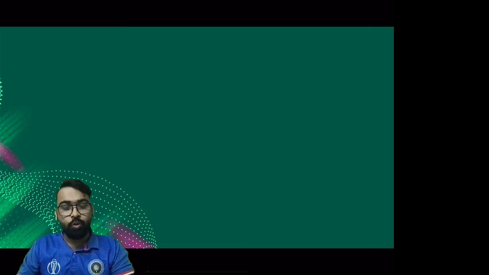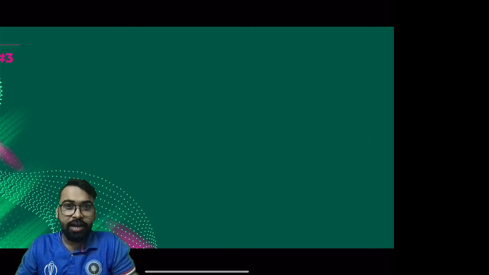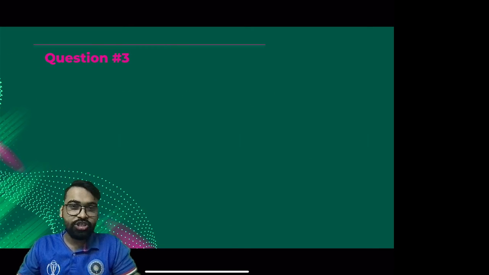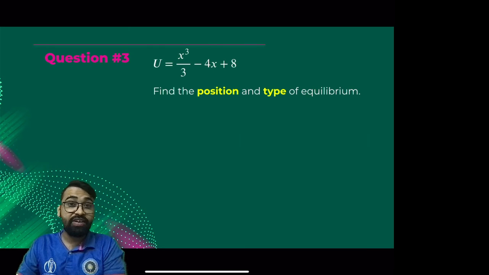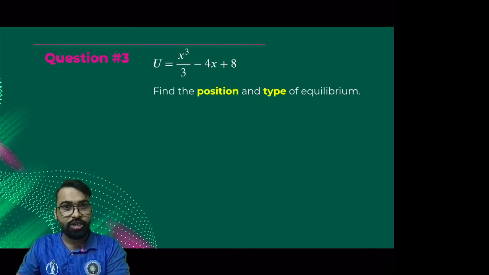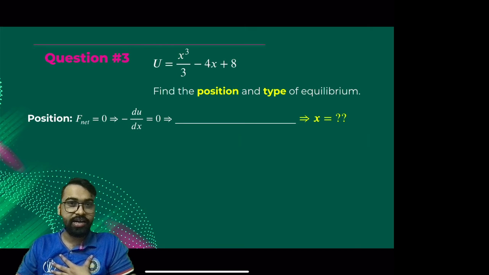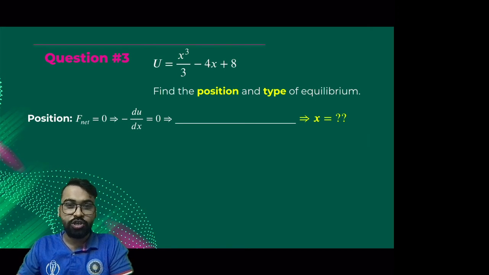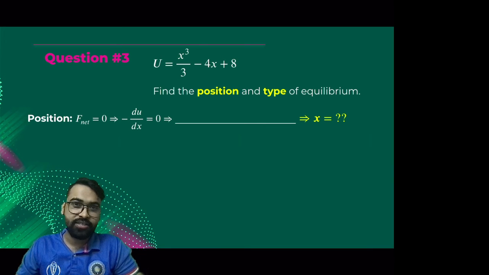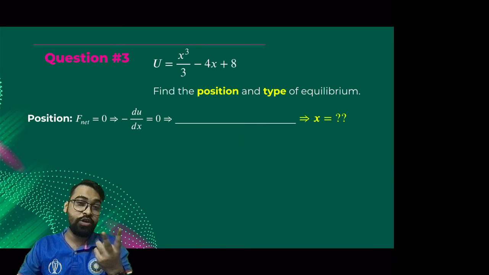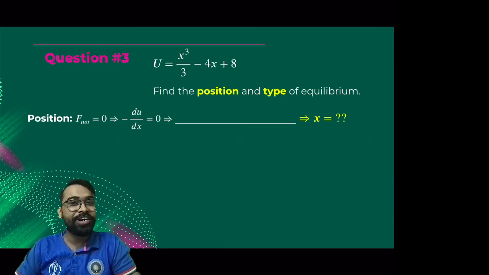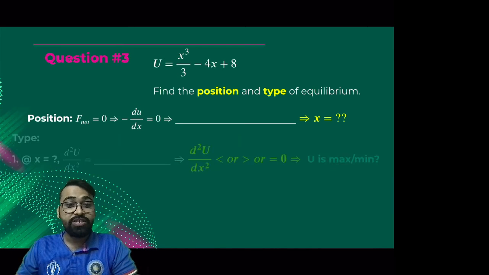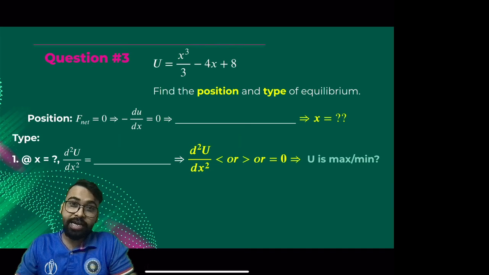Right. So here's a very splendid question that I am going to give you as homework. Question number 3 says that u is given as x cubed by 3 minus 4x plus 8. Again a cubic function. You have to again find the position and type of equilibrium. The only help that comes in from my side is I'll write down the position as f net equal to 0, minus du by dx equal to 0, and then you figure out what is x. Maybe x has 1 value, 2 values, 3 values, I don't know. You need to calculate that, and then similarly you need to do the type as well.